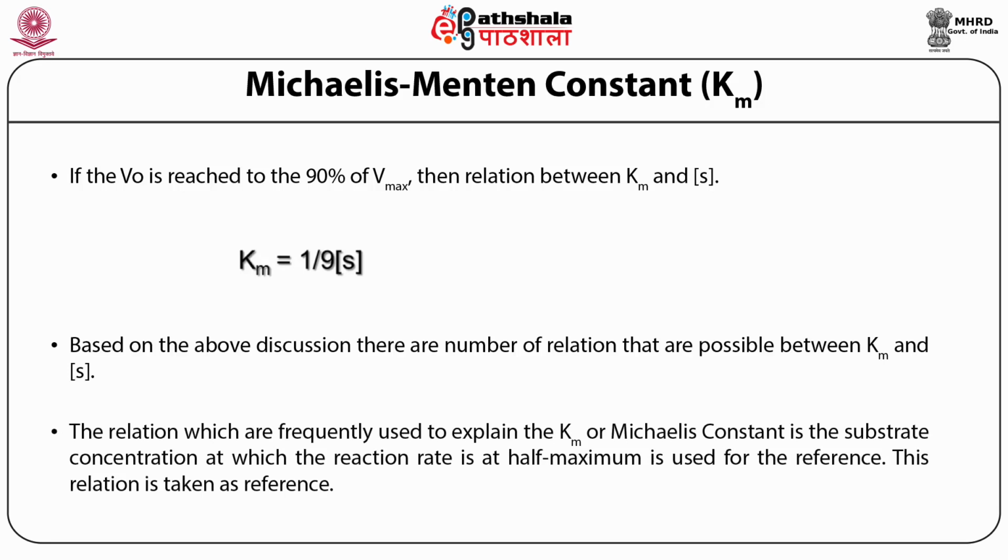So the relation which is frequently used to explain Km, or the Michaelis-Menten constant of the enzyme, is the substrate concentration at which the reaction rate is half maximum, and this particular value is used as a reference. So whenever you say an enzyme has the Km of, let's say, X, that particular X is the substrate concentration that is required to achieve 1/2 of the Vmax.